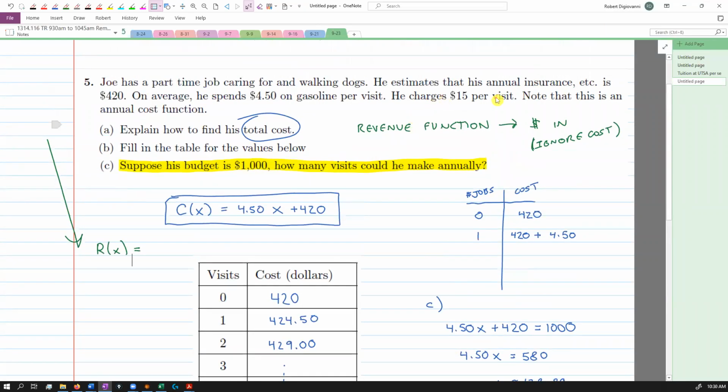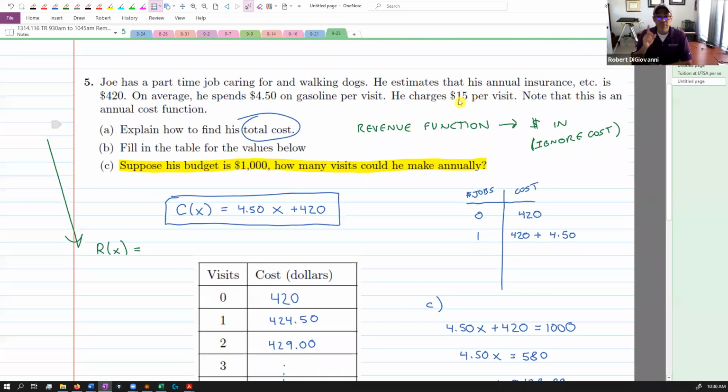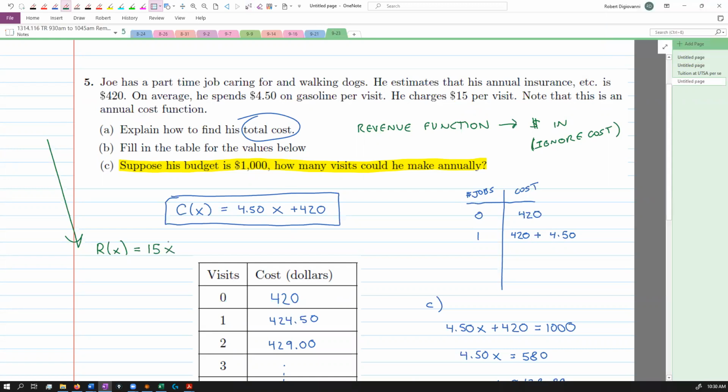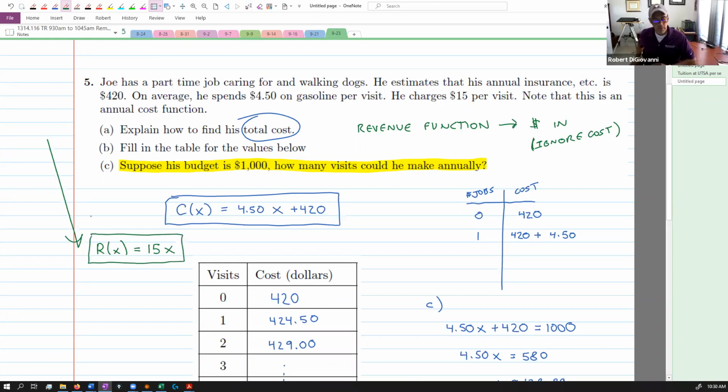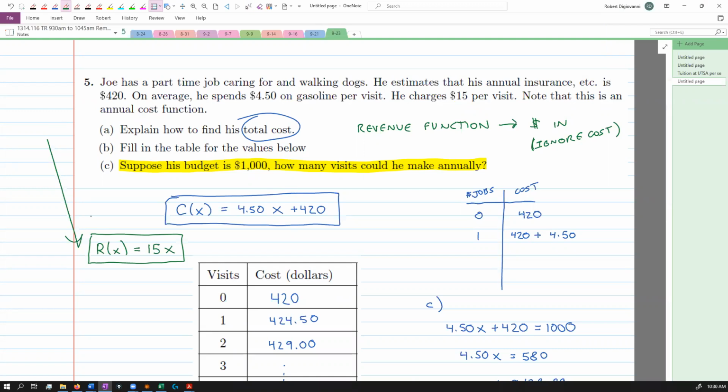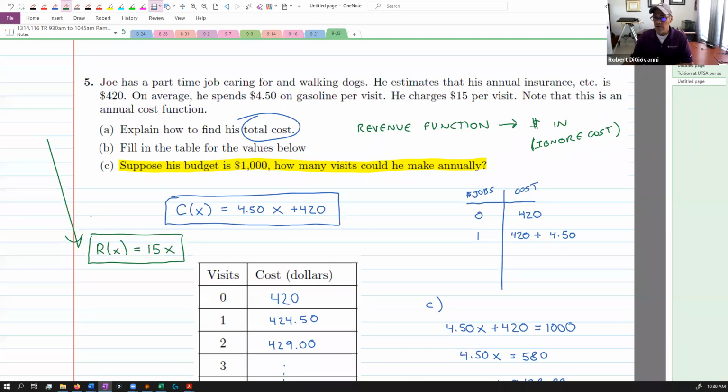15. 15, right? And he's going to get 15 for each visit he does, right? So if he does no visits, he makes no money. If he makes one visit, $15, 2 visits, $30, right? 3 visits, 45. So shouldn't it just be 15x? Right? That's his revenue function. Y'all good? Revenue is just the money coming in. That's all it is. Ignore the cost.